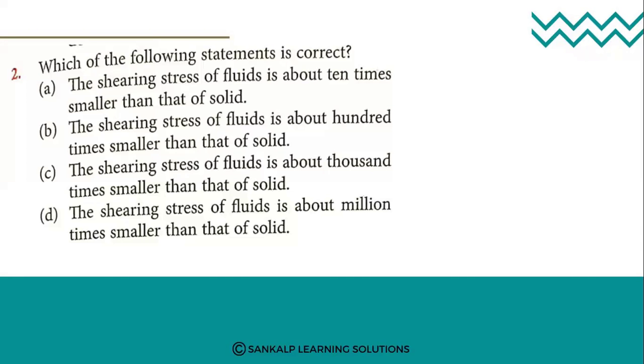The next question, again, you need to see which is the correct statement in the following. The shearing stress of fluids is about 10 times smaller than that of the solid. Option B, the shearing stress of fluids is about 100 times smaller than that of the solid. The shearing stress of fluids is about 1000 times smaller than that of solid. The shearing stress of fluids is about a million times smaller than that of the solid. Here you need to tell me which is the correct statement.